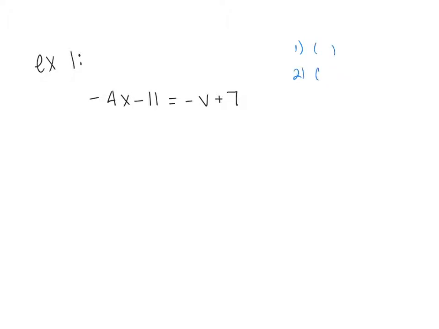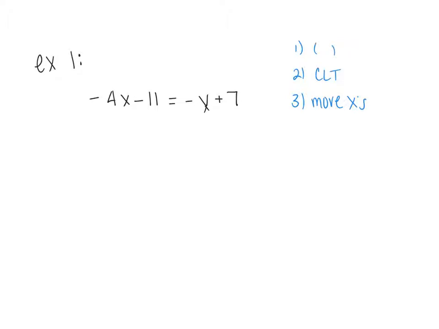Step 2 says combine like terms. Do I have any like terms on the left? Negative 4x minus 11. Nope. Any like terms on the right? Negative x plus 7. Nope. So I move on. Step 3 says move the x's. So I've got negative 4x and negative 1x.